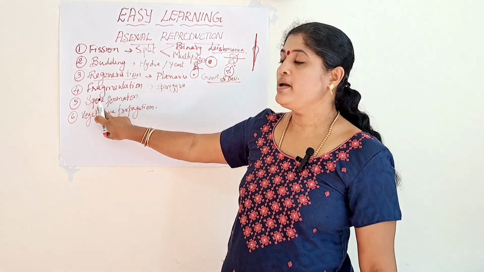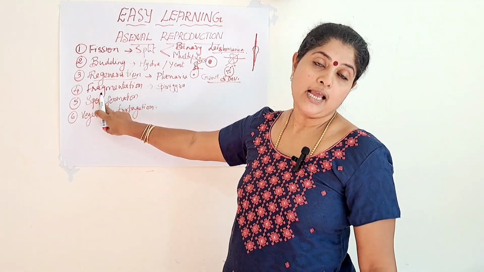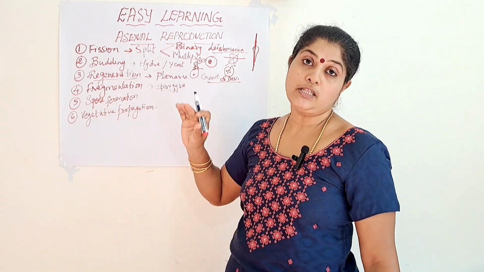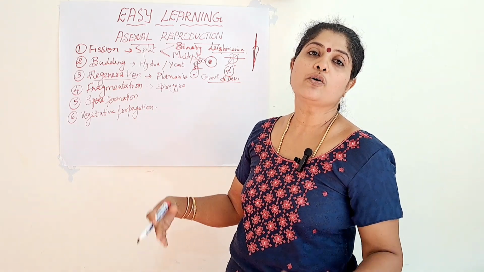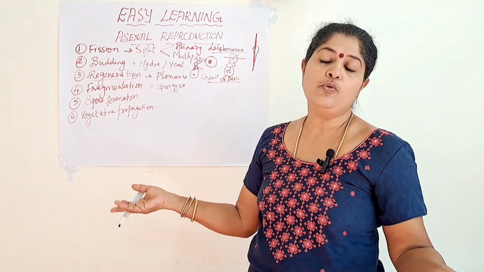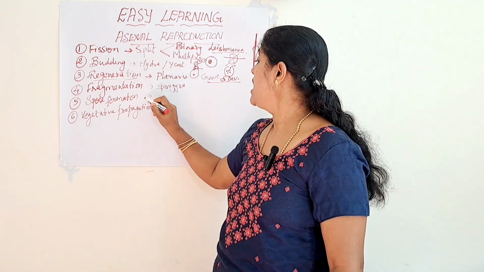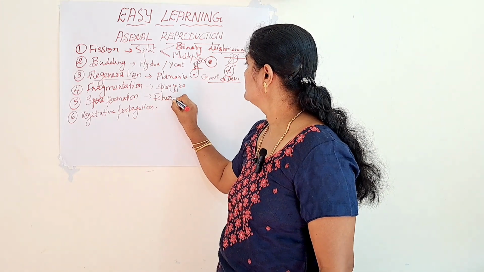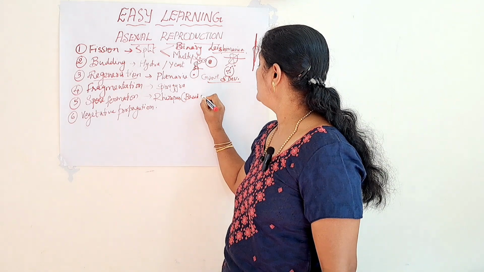The fifth method is spore formation. Spores are microscopic asexual reproductive bodies present in the atmosphere. Once they get favorable conditions, each spore will grow into a new organism or a new individual. Spore formation mainly takes place in Rhizopus. This is the scientific name. The common name is bread mold.